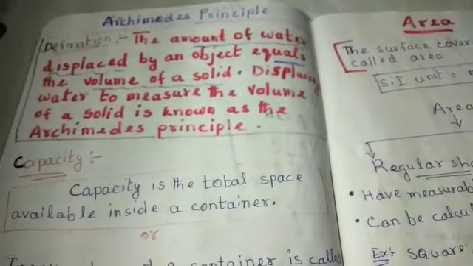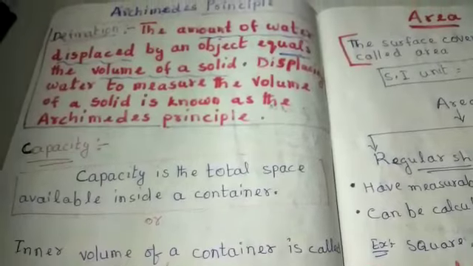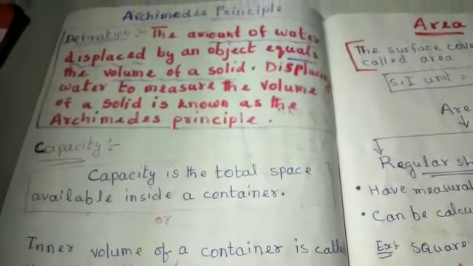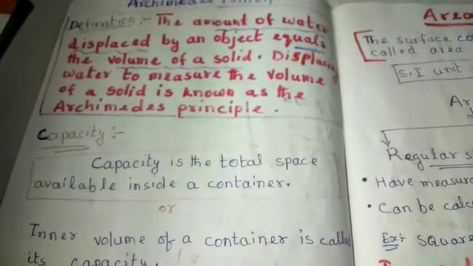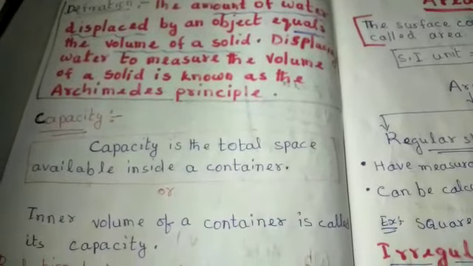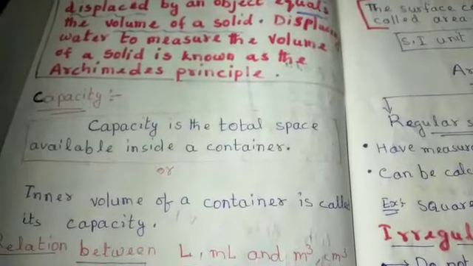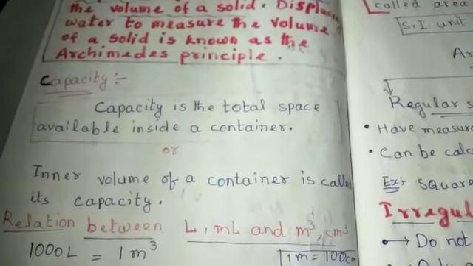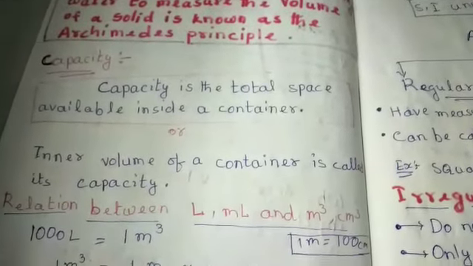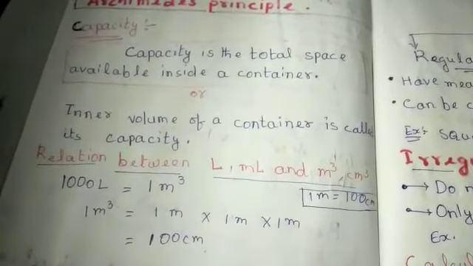Archimedes principle. Definition: the amount of water displaced by an object equals the volume of the solid. So displacing water to measure the volume of a solid is known as the Archimedes principle. Capacity: capacity is the total space available inside a container, or the inner volume of a container is called its capacity.